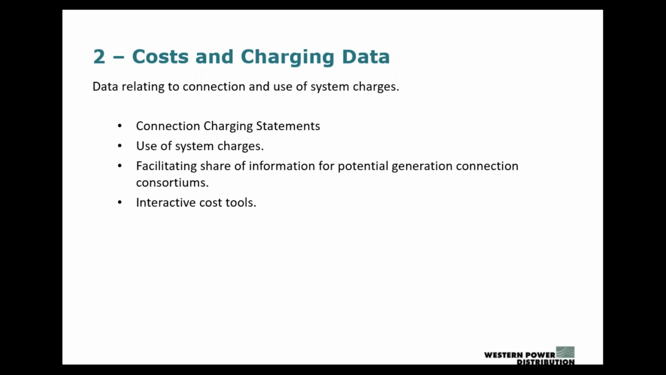Secondly, cost and charging data. This is a sharing of data relating to connection and use of system charges, where you will find connection charging statements. These statements cover terms and conditions relating to new connections, alterations, including generation. Use of system charges. Here you will find data and information for electric suppliers and other major users with regards to the use of our system, metering, etc.